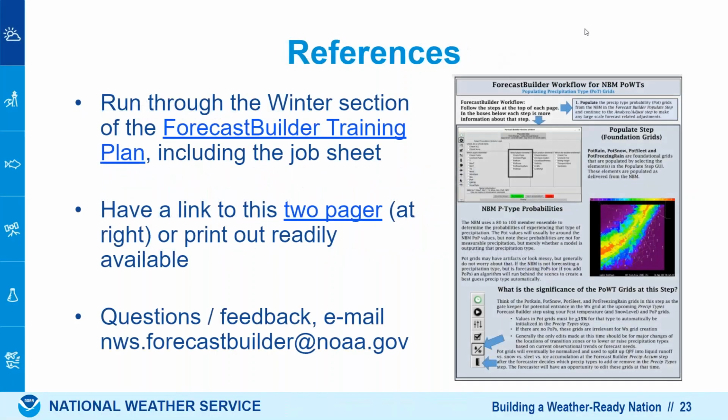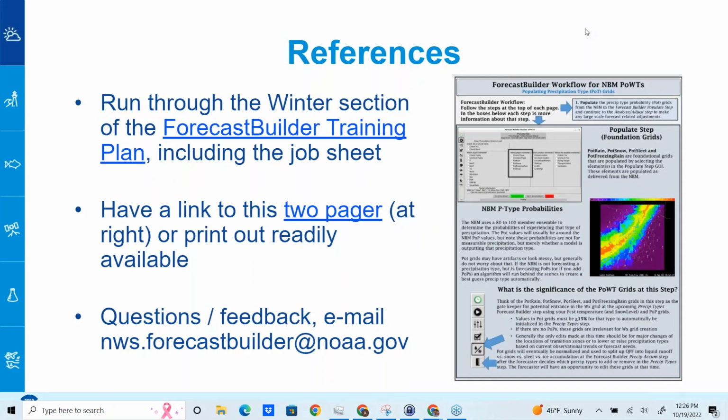We're short on time, so I do want to go through some references really quick. If you haven't already, make sure to go through the winter section of the Forecast Builder training plan, and there are some job sheets with a pseudo-WES simulation there. There's also this link for a two-pager, shown here at right. Patrick was a big help with that, along with Ted Ryan from the SOO down in Fort Worth. Have a printout readily available, maybe next to your workstation.